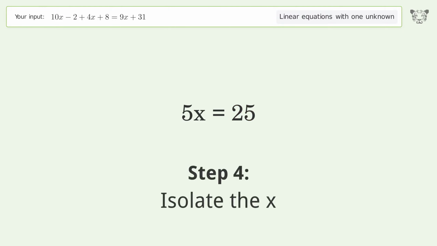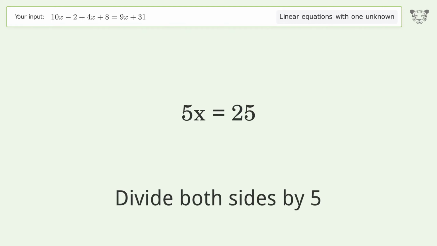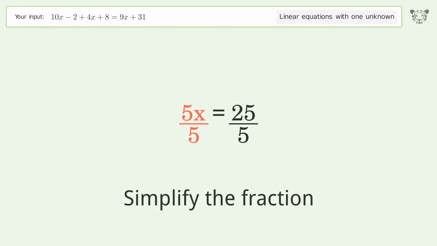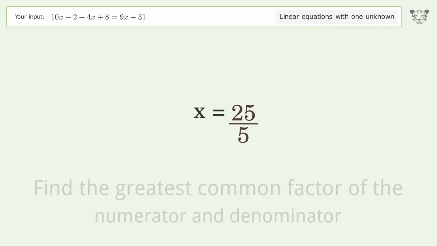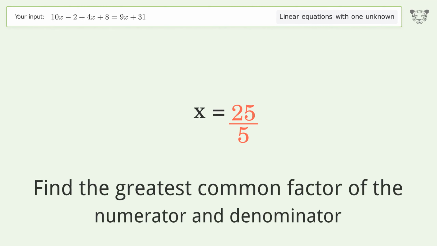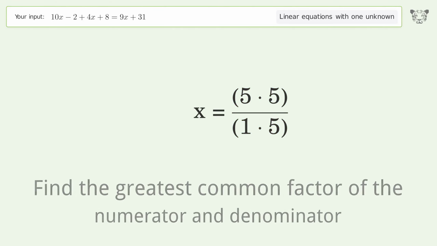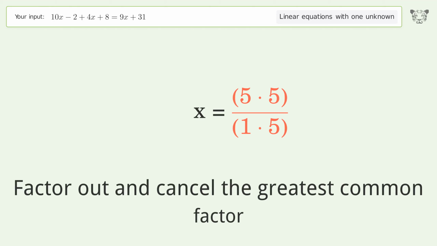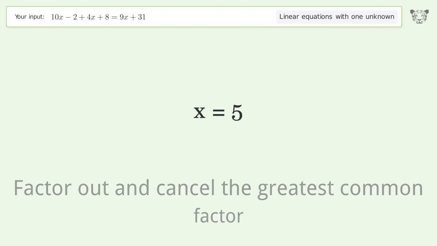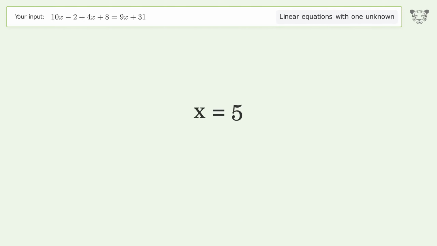Isolate the x. Divide both sides by 5. Simplify the fraction. Find the greatest common factor of the numerator and denominator. Factor out and cancel the greatest common factor. And so the final result is x equals 5.